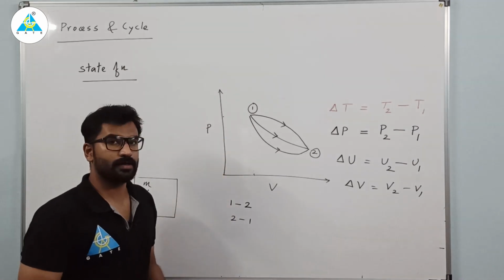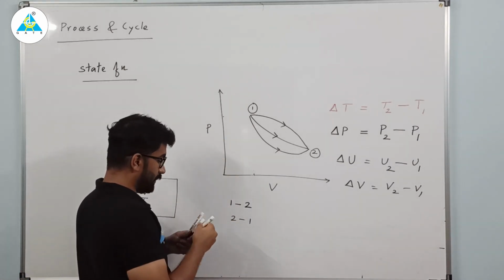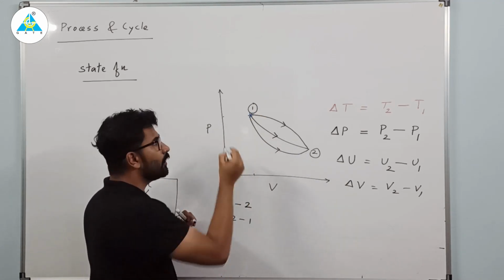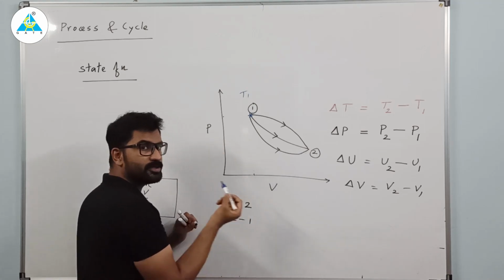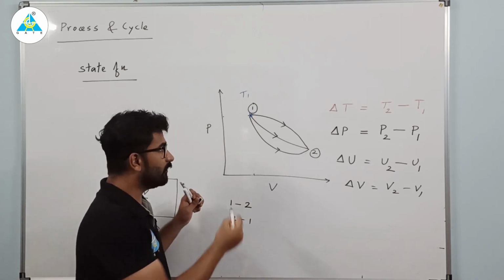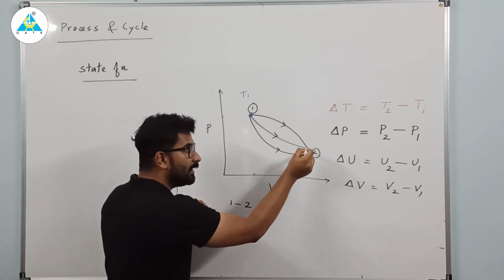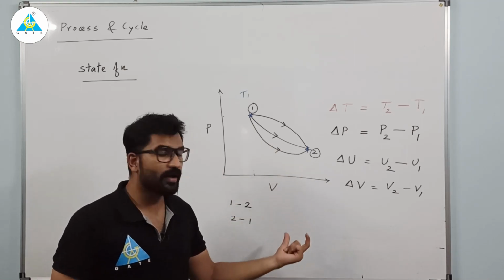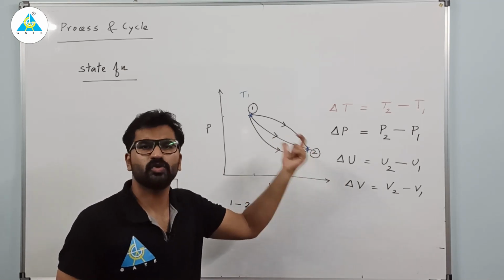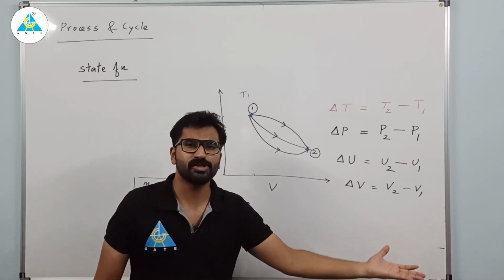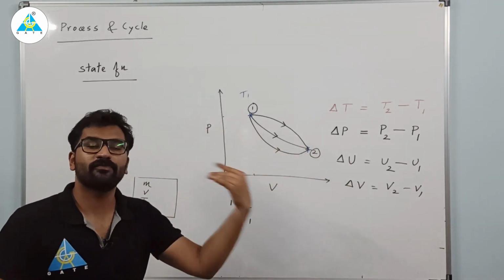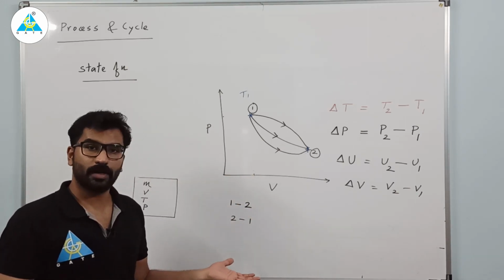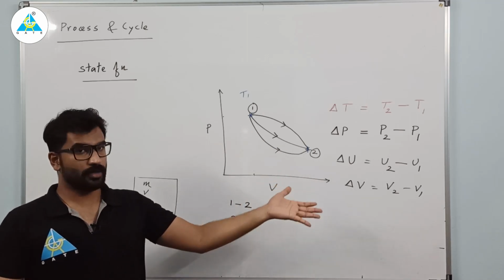For example, if I say at point 1, what is the temperature? T1. What is the volume? V1. What is the pressure? P1. So there is no change. So if you go this way, this way, this way, ultimately you are reaching point 2, so that is a different state. At that state, your value of volume will be V2, temperature T2, pressure P2, internal energy U2. So when you take the difference between these two, that is the change in those values, obviously your answer will be T2 minus T1, P2 minus P1, like this.